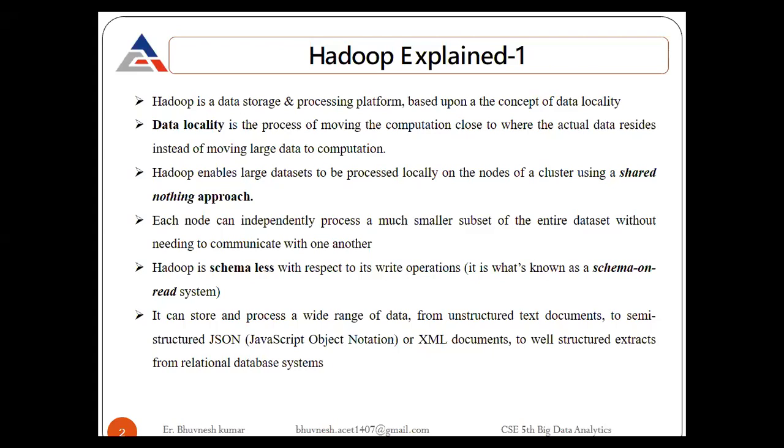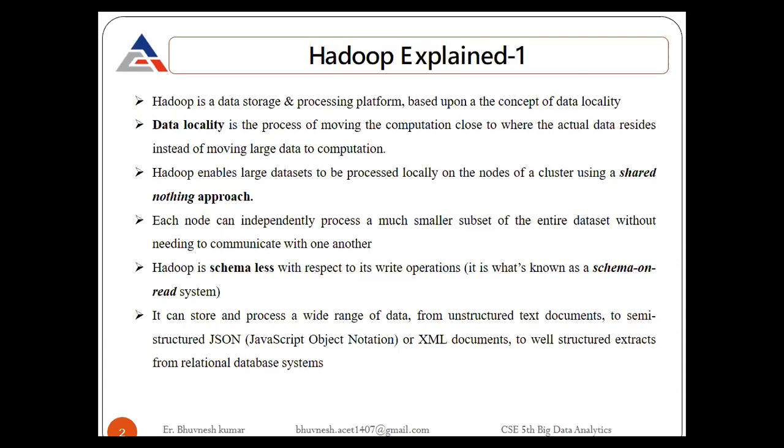First of all, Hadoop is a data storage and processing platform. It is used for data storing and it is used for processing. In Hadoop, the software that is used for storage is HDFS, that is Hadoop Distributed File System. To analyze, we are using Pig. The Pig framework is used, and these are based upon the concept of data locality. The term data locality is used.